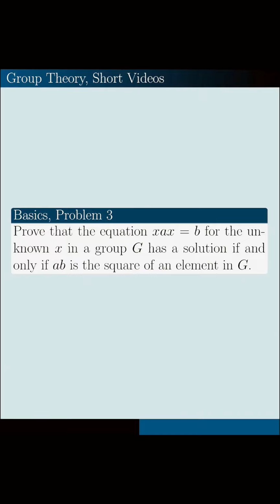Hello, in this short video I am going to solve the following problem for you. Prove that the equation xax equals b for the unknown x in a group G has a solution if and only if ab is the square of an element in G. Pause the video at this point and give it a try yourself.